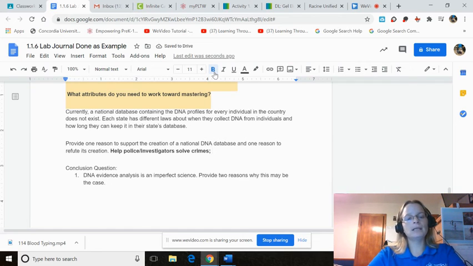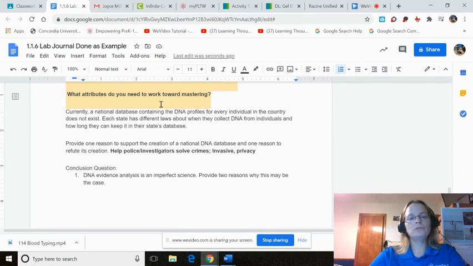What's one reason not to create a national database? Think about having your DNA in a national database. How would that make you feel? Yeah, right. It's invasive. You probably want your privacy. That's what most people have been saying.